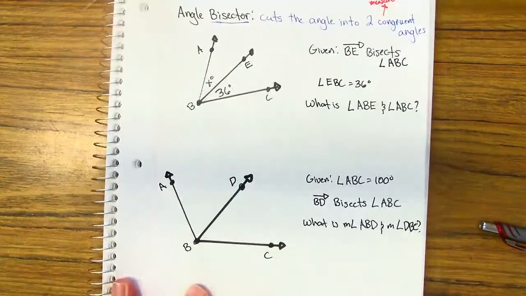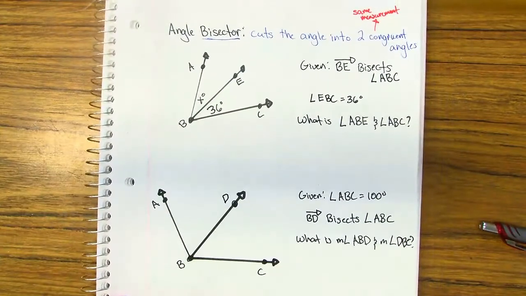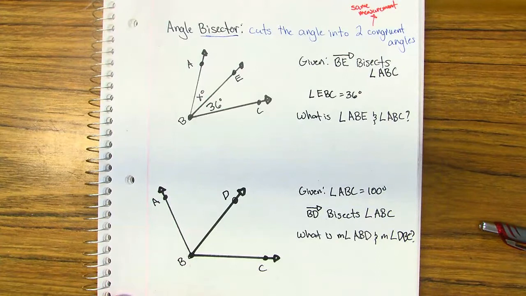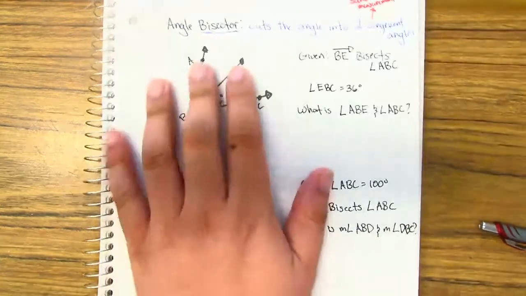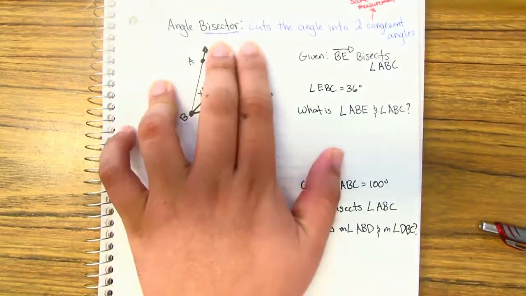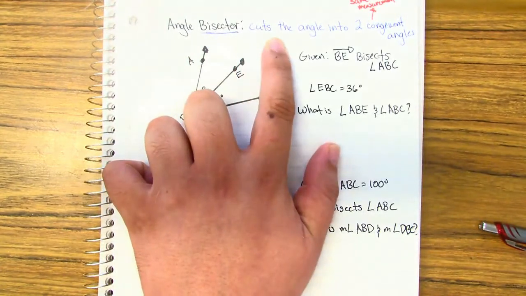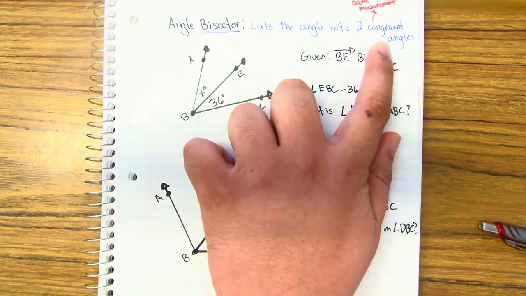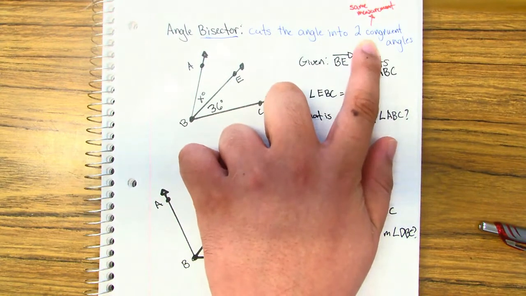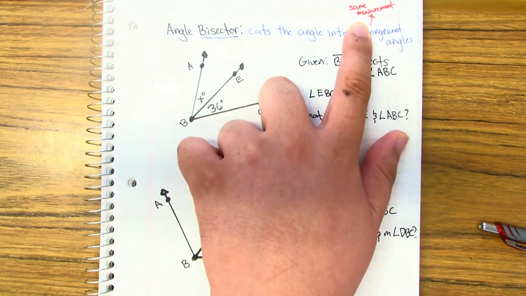Now we're gonna go to the angle bisector. Angle bisector is kind of easier than the angle addition postulate because what does an angle bisector do? All it does is it cuts the angle into two congruent angles. Okay, what does congruent mean again? It means that they have the same measurements.